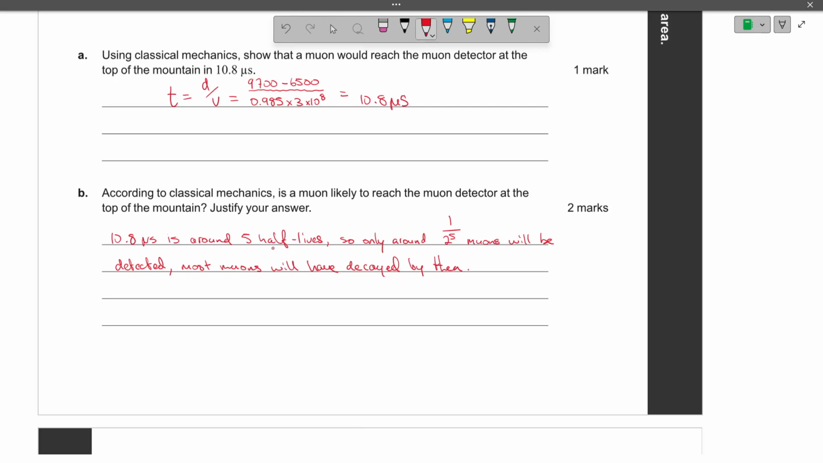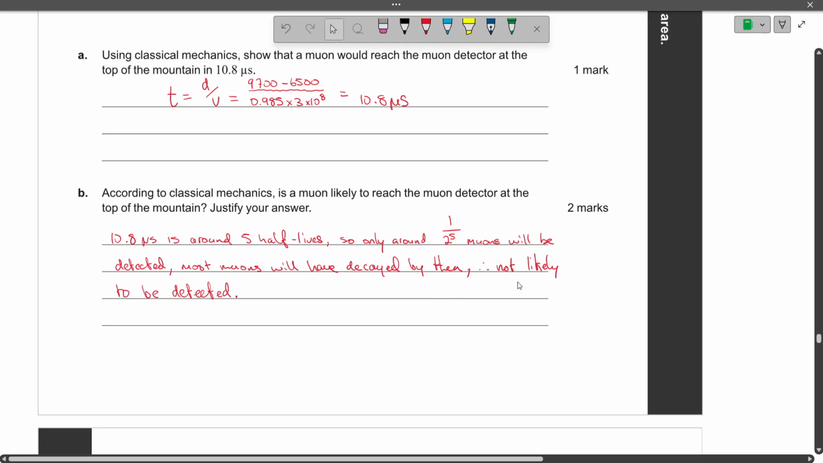You just say, look, 5 half-lives have passed almost. Most muons would have decayed by then, so they are not likely. So I'll just say, therefore not likely to be detected. If that wasn't obvious already, examiners. There you go. Okay, so that's what I'm going to say.